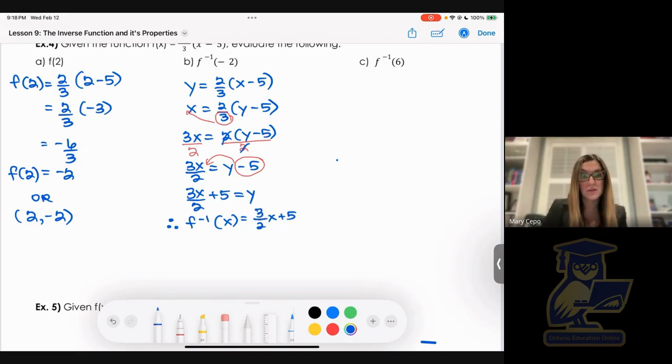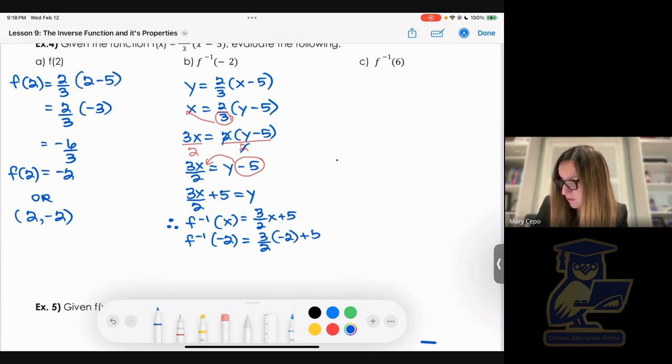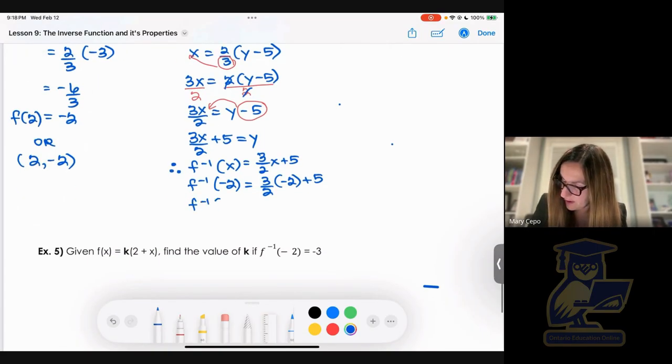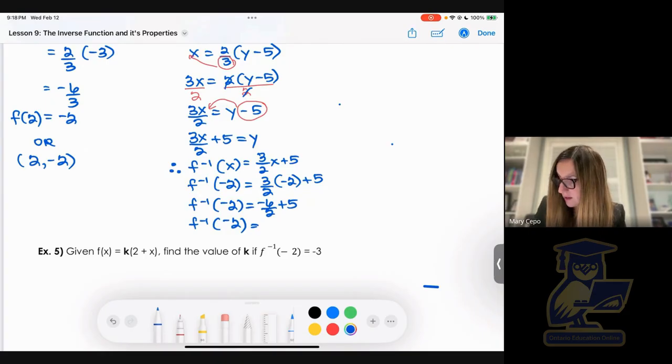Okay, so now it's easy to determine f inverse at -2 is equal to 3 over 2 times -2 plus 5. So where we see x, replace with -2. So f inverse at -2 is going to equal -6 divided by 2 plus 5. f inverse at -2 is equal to -6 divided by 2 is -3. -3 plus 5, which is +2. So in this case, when x is -2, y is 2.